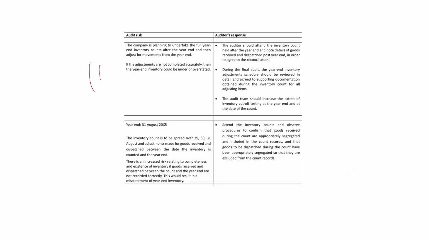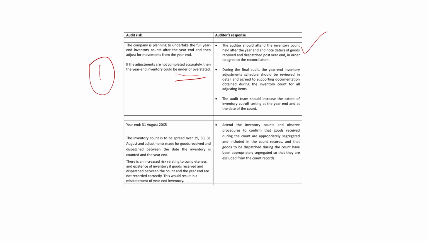Starting off with the first one, the company is planning to undertake the full year inventory count after the year end and then adjust for the movements. Now, very quickly, an inventory count is a part of the client system. Ideally, at the year end, the client or the management goes in, they confirm the quantity, and later on, they work on the valuation. As auditors, we don't carry out the inventory count, we only observe it. Because it's not being done at the year end, they're going to be doing it later and adjusting for differences. My concern is errors. In that reconciliation or adjustment, your inventory could be under or overstated.